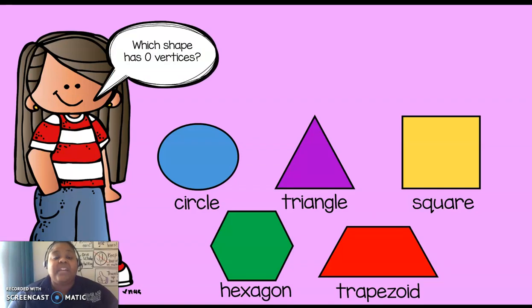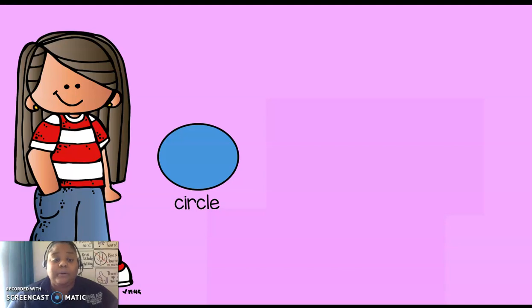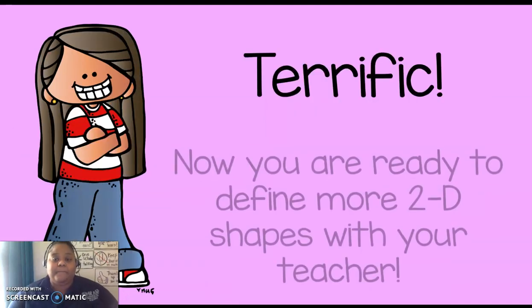Which shape has 0 vertices? Remember to write your answer and hide it from your neighbors. A circle. Terrific!